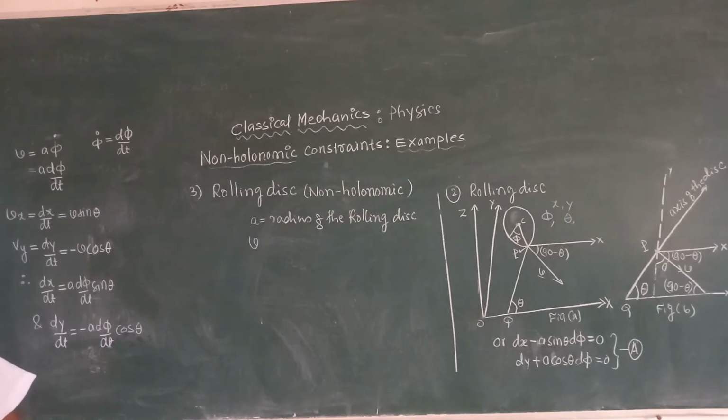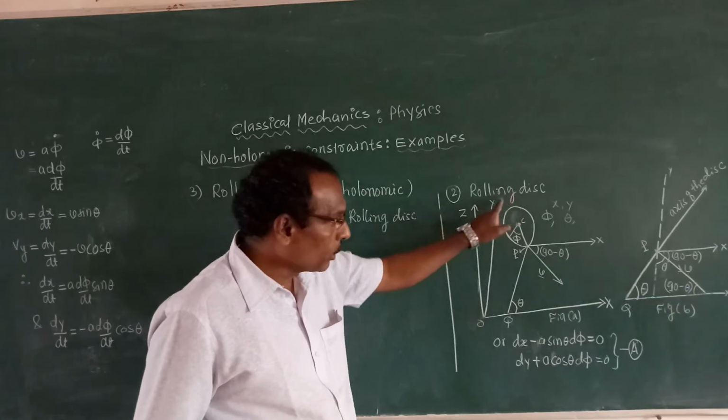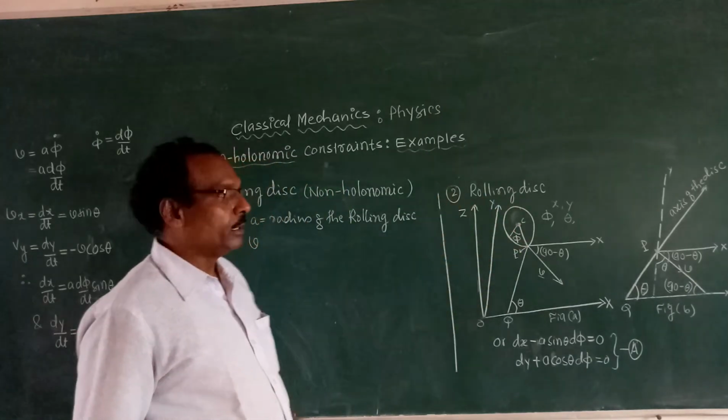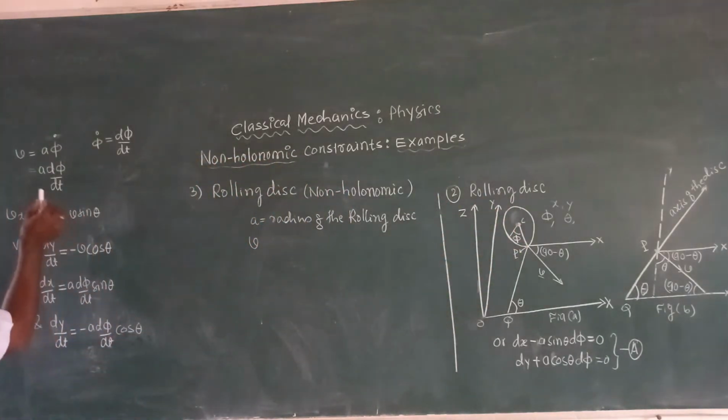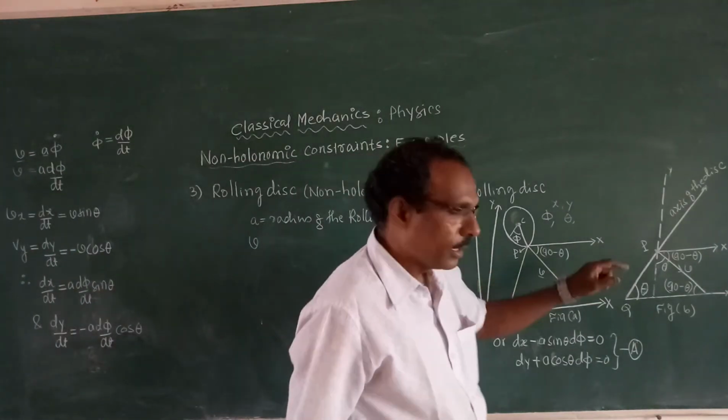Phi is the angle of rotation about the axis of the disk, which is rolling. So V, the velocity, normally we take the radius a times theta, that is a times phi dot. If I write this as a d phi by dt, that is the velocity which we have indicated here.